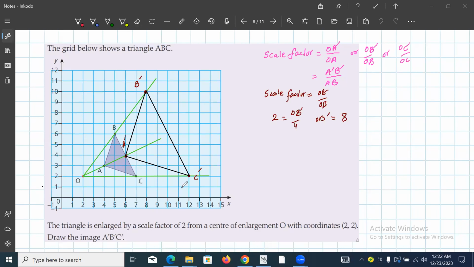If you want to write coordinates, the coordinates of C dash are 12, comma 2, the coordinates of B dash along the x-axis are 8 and along the y-axis 10, and the coordinates of A dash are 6 along the x-axis and 4 along the y-axis. So we write the coordinates of A dash B dash C dash also. We move on to the next case. I hope you understand.